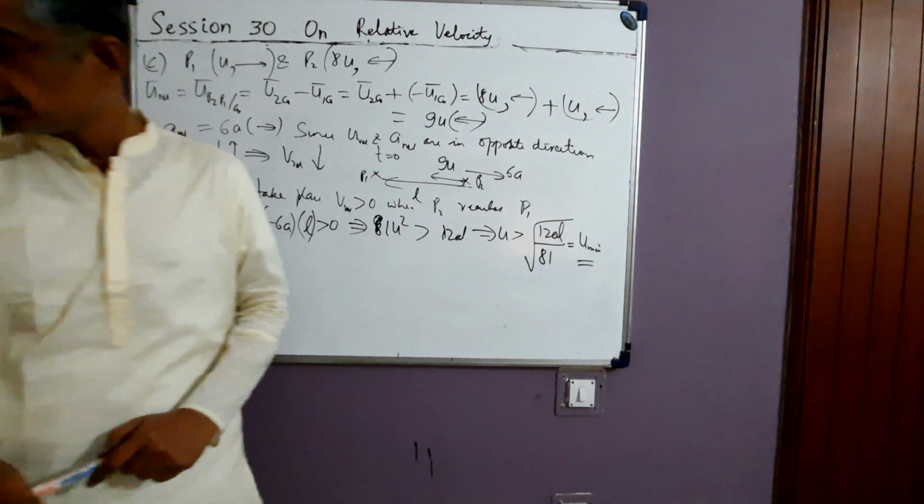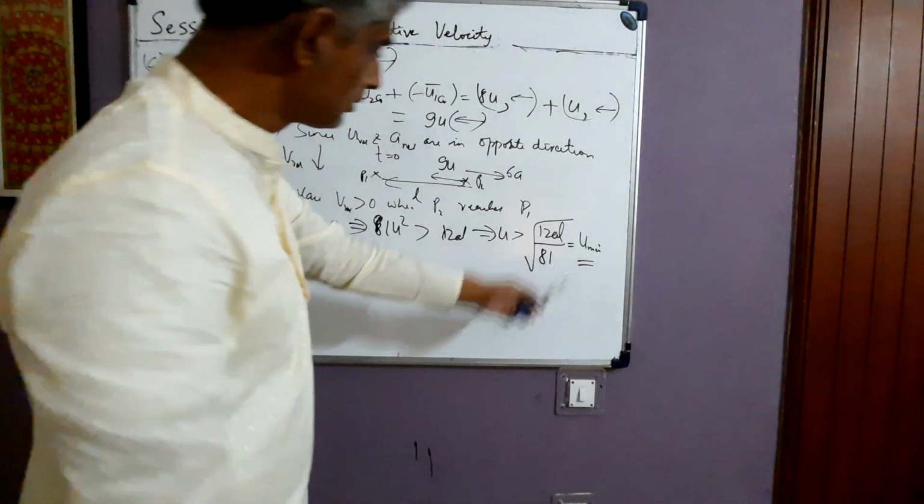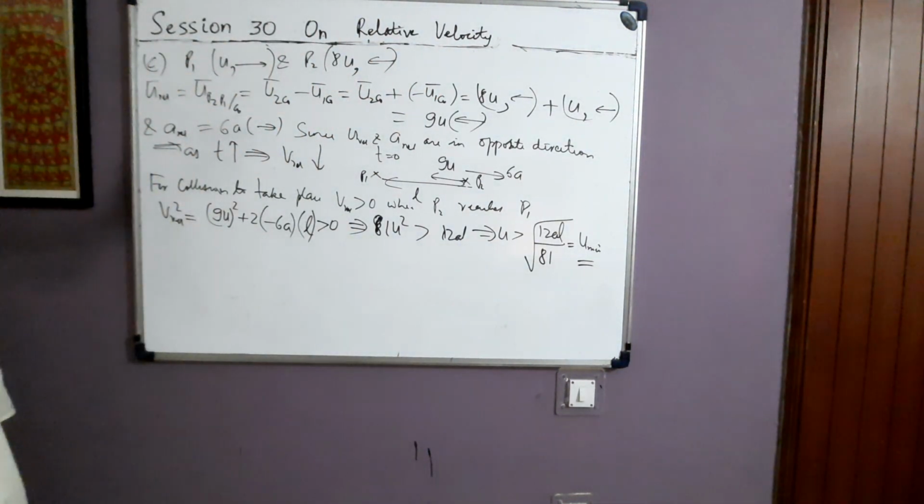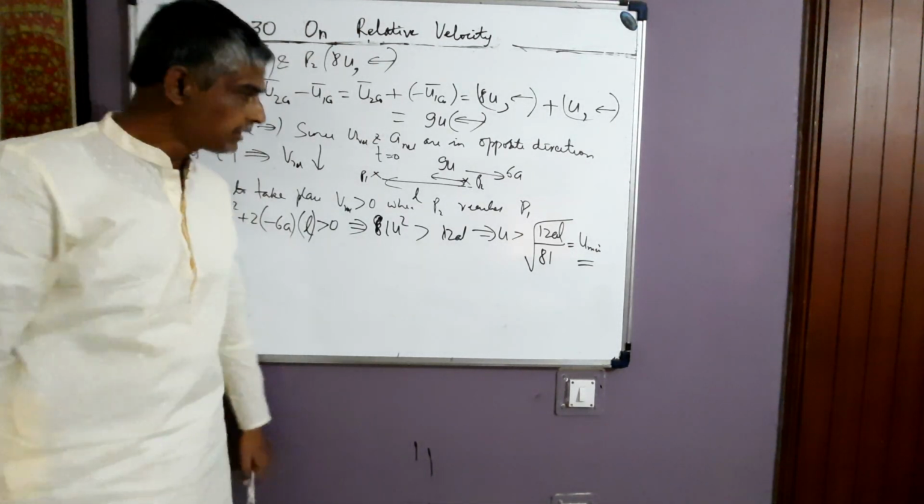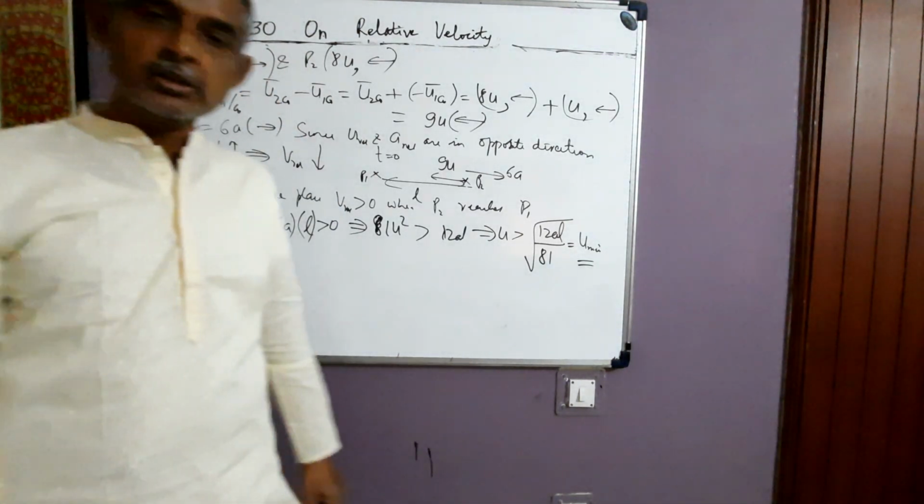This is therefore the minimum value of u, so that collision will again take place. Fine. So this was the 30th video. This also has been fully discussed.